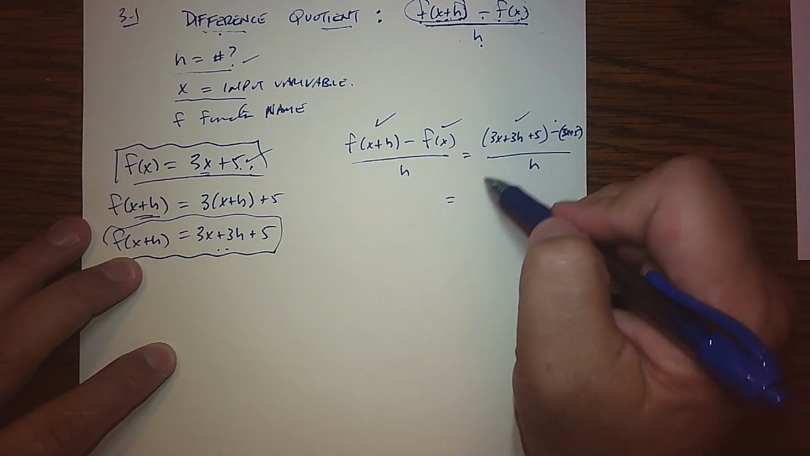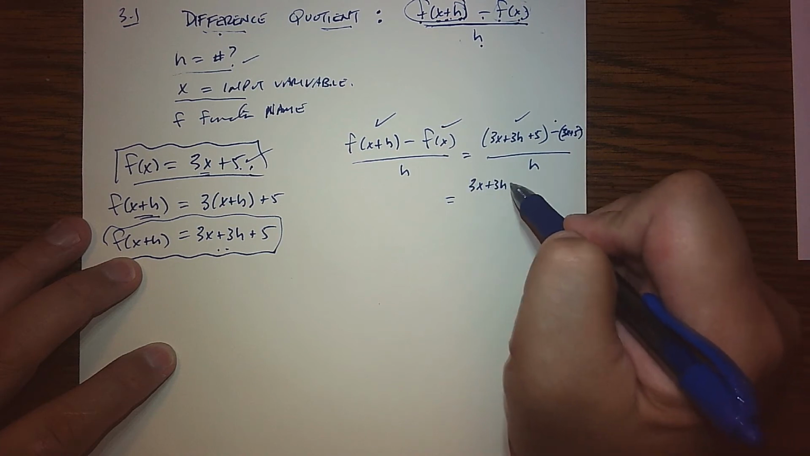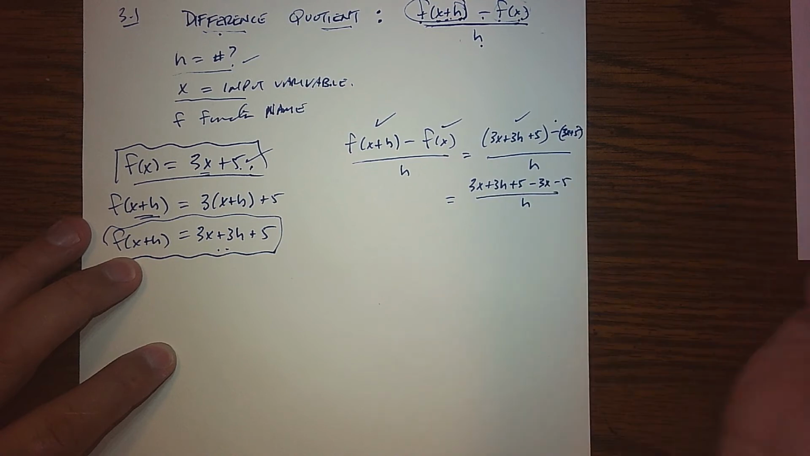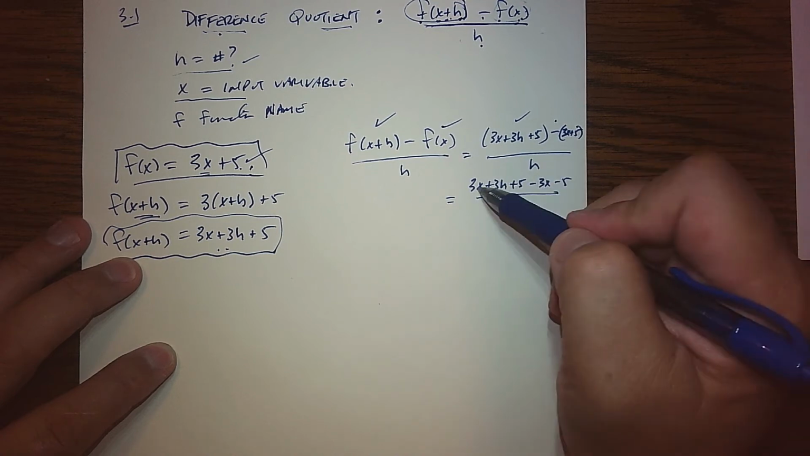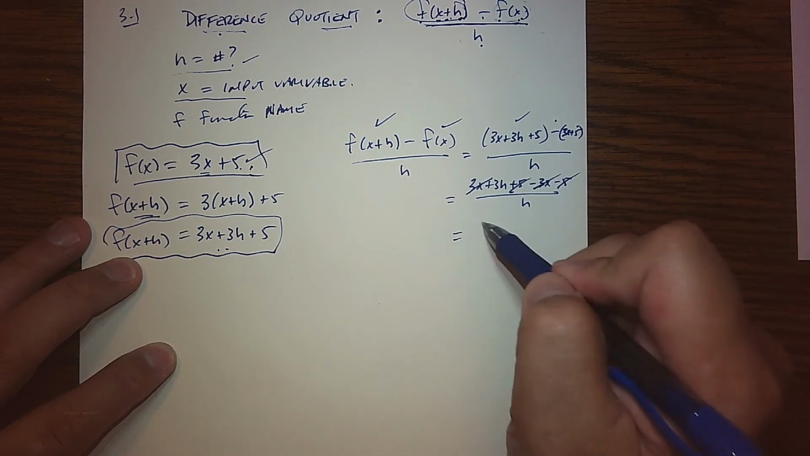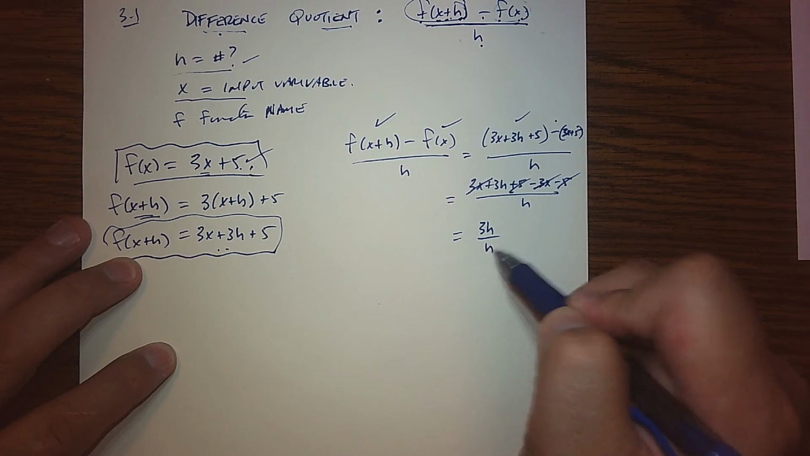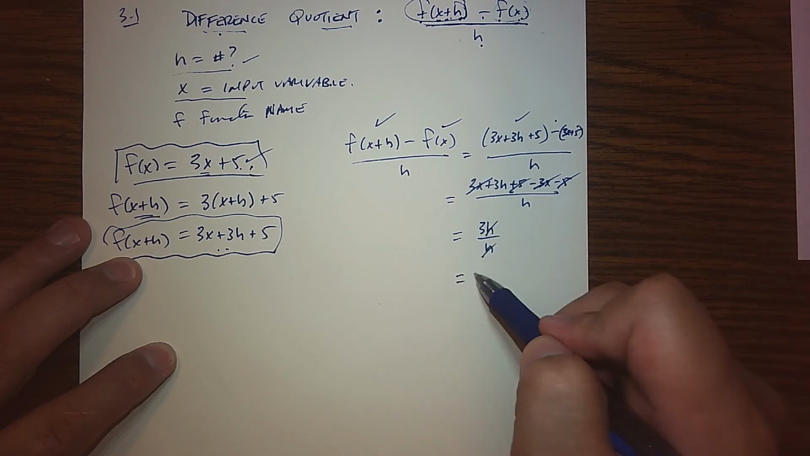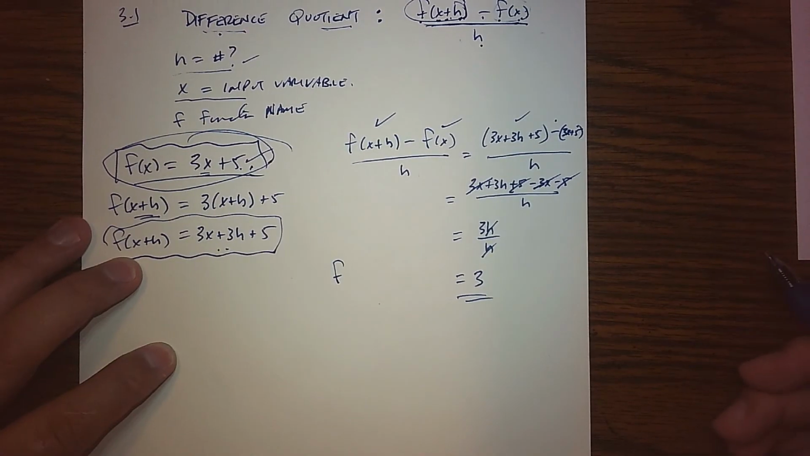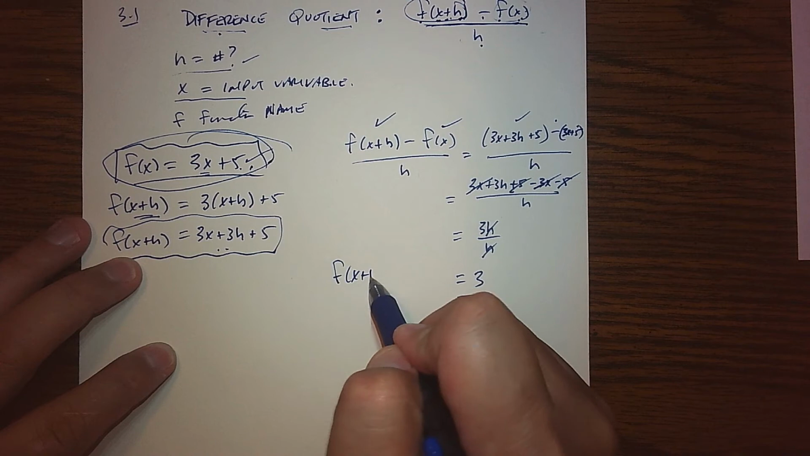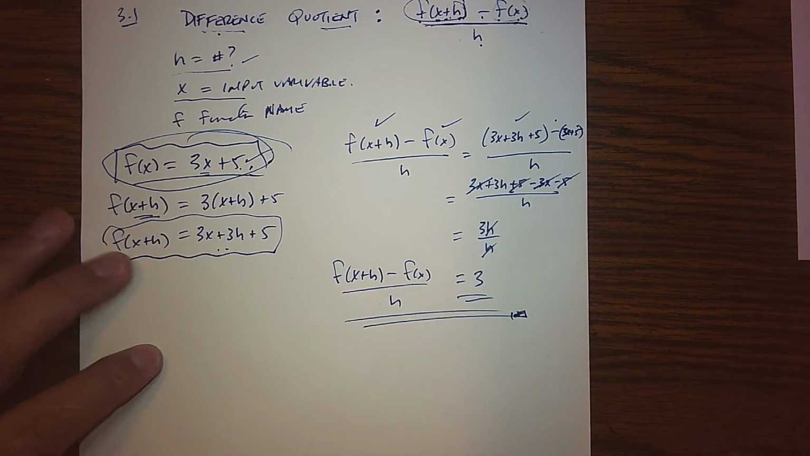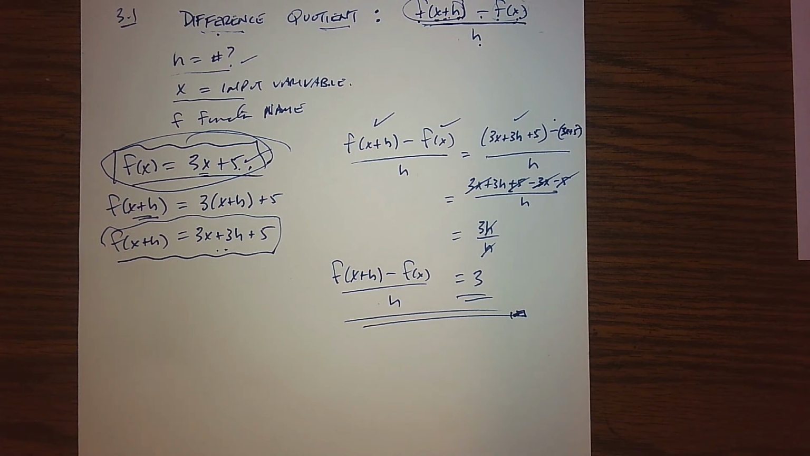So now it's just a bunch of cleaning up work. Upstairs, if we drop those parentheses and distribute that negative, we have that. We do see a cancellation, 3x minus 3x and 5 minus 5. So we're left with 3h over h. Of course, those h's are common, so we're left with 3. So for the function 3x plus 5, the difference quotient is equal to 3. And there's the mechanics. Obviously, I'll do a couple more so you can get used to this.